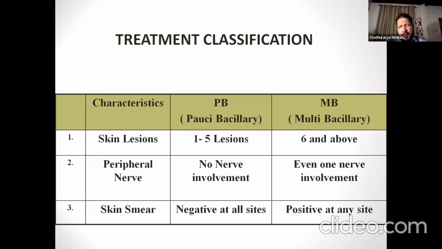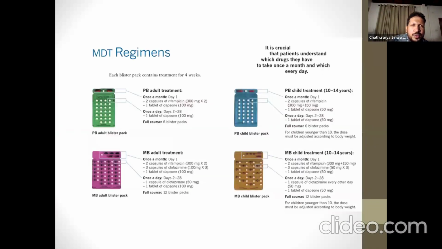So depending on the number of skin lesions and the smears, and if there is no involvement of thickened nerves, we treat with the paucibacillary regime, which is usually just for 6 months. But if they have a lot of lesions, larger lesions, and even with one nerve involvement with positive smears, we go for the multibacillary regime, which is more intensive, and for 12 months, sometimes even up to 2 years, right? That is 24 months.